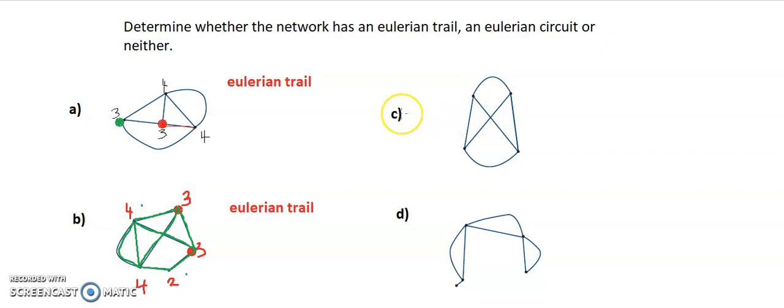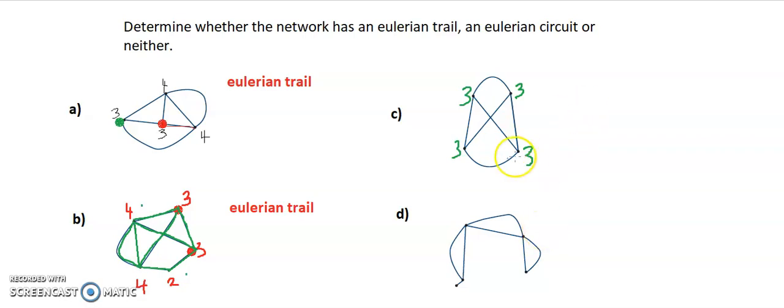Let's look at my C. Again, first thing I do is look at the degrees I have. I have 3, 3, 3, and 3. Now I can have a go and try, but I know that because every single vertex is odd, I am not able to have a Eulerian trail or a Eulerian circuit because it is not a traversable graph.